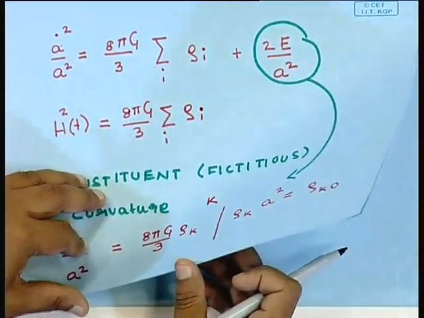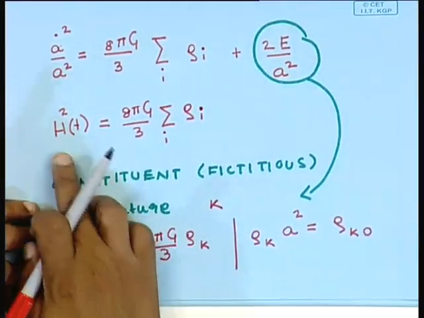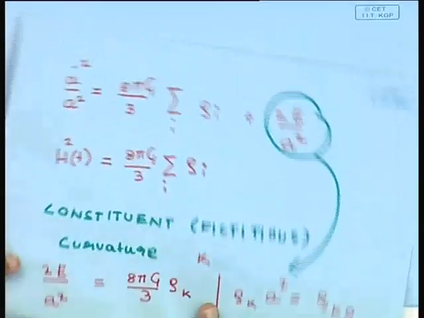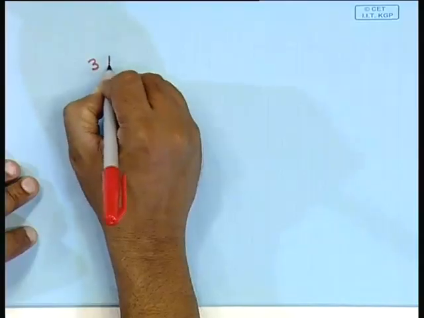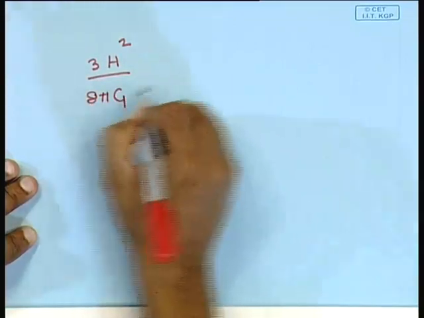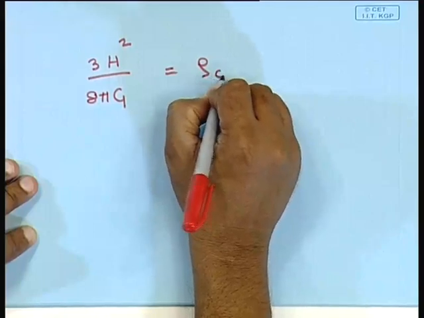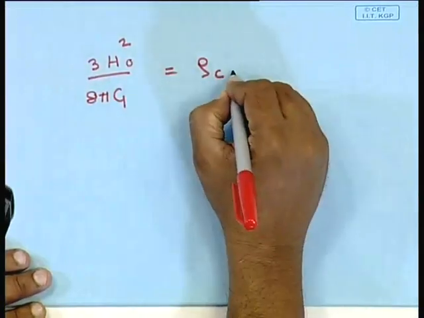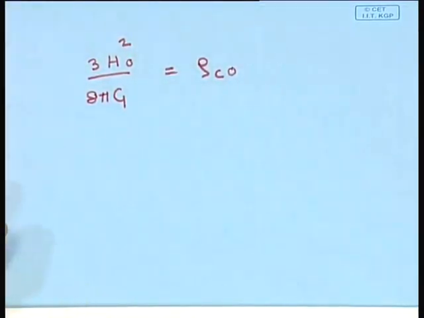Now, it is convenient to rewrite this equation in terms of slightly different parameters. We know that the critical density of the universe is 3 H squared by 8 pi G. So, at any instant of time, the expansion rate of the universe defines a density called the critical density, and the present value of the critical density is 3 H naught squared by 8 pi G.